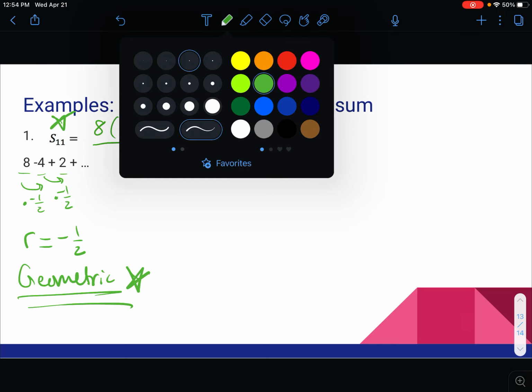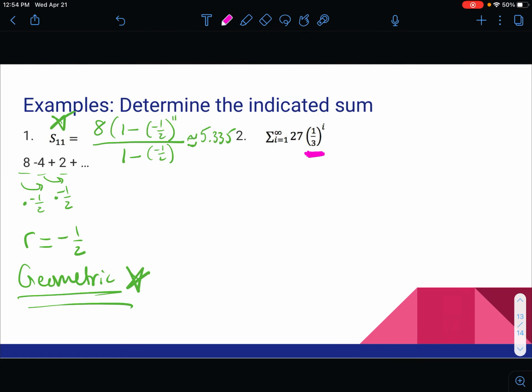For example 2, we can see this is geometric. Look at our repeated multiplier. We multiply by 1/3. And now it's saying, hey, go all the way up to infinity terms. Well, we're not listing out infinity terms, okay? So we need to say, hey, is there a formula? And yes, we just learned what that formula was. So we're going to go ahead and use it.